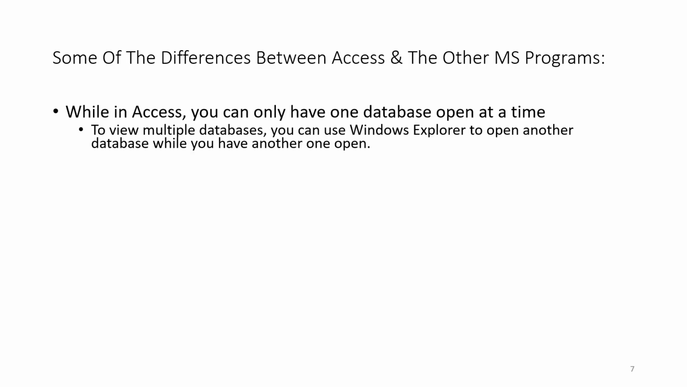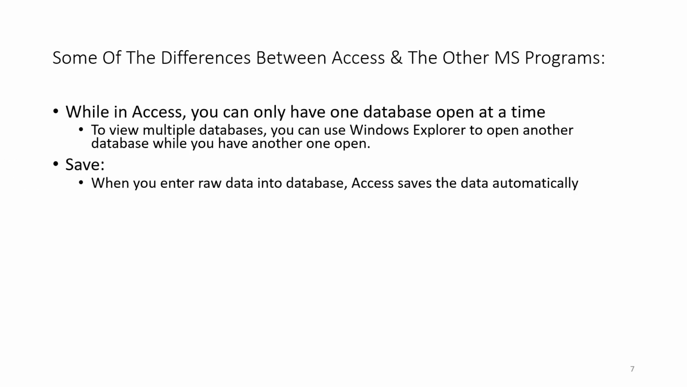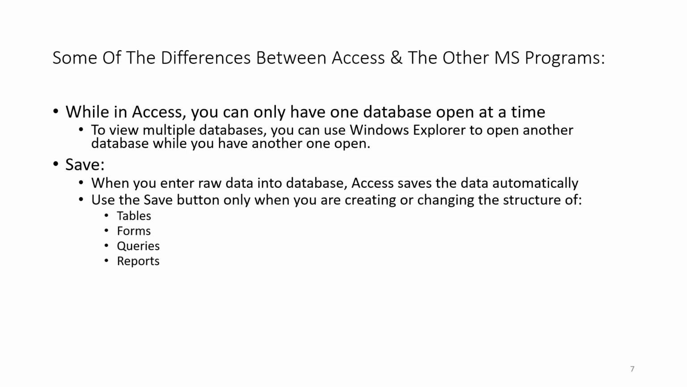While in Access, you can only have one database open at a time. And to be able to view multiple databases, you can use the Windows Explorer to open another database while you have another one open. And I will show you how to do that when we go back to our Access database. Also, to save, when you enter raw data into a database, Access saves that data automatically.